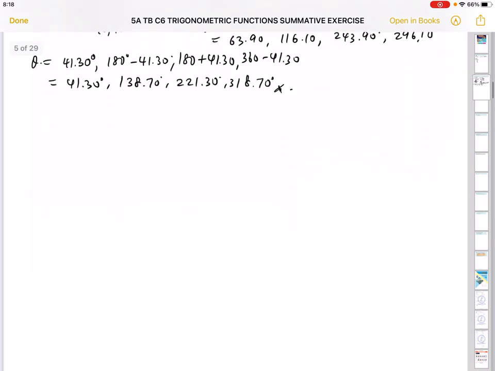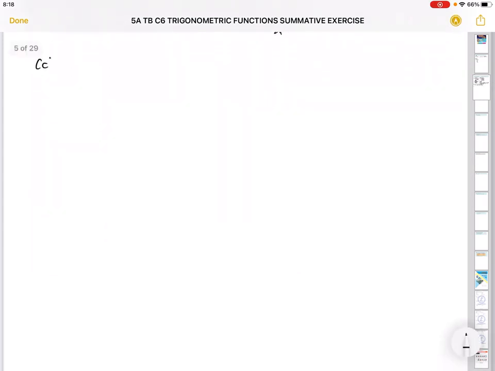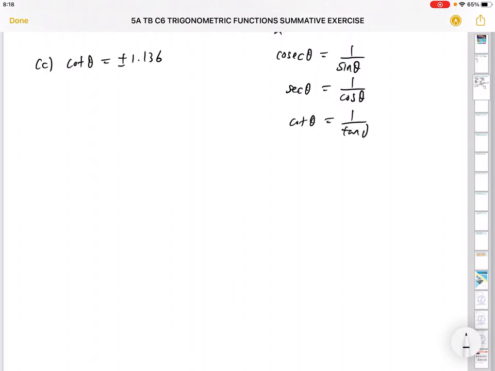Okay, looks like I don't have enough space for C, so I'm going to move up and do C right down here. So for part C, it is cotangent. Cotangent theta is plus minus 1.136. Again, cotangent is 1 over tangent. I hope you know your reciprocal functions. Cosecant is 1 over sine, right? Secant is 1 over cos, and cotangent is 1 over tangent. So here, I will just invert the left and invert the right.